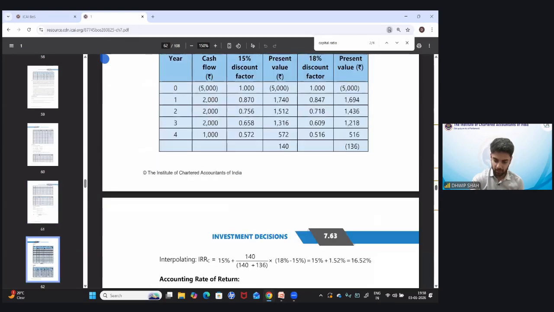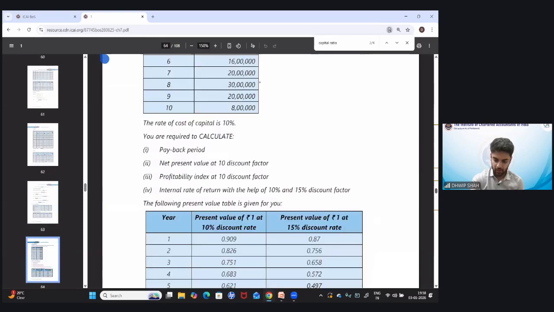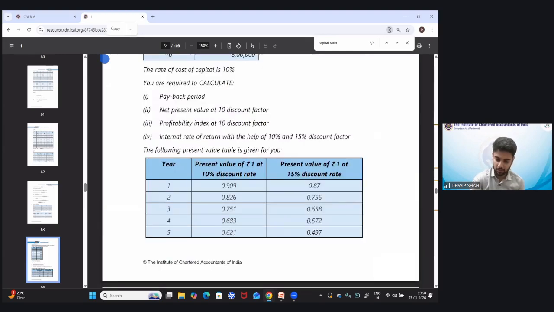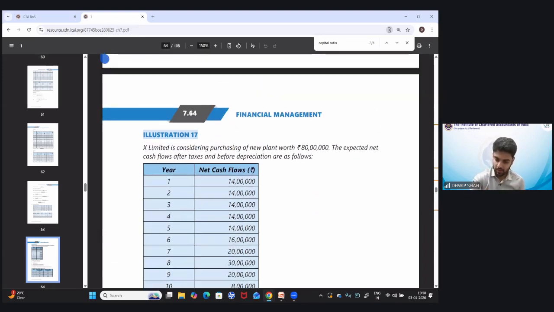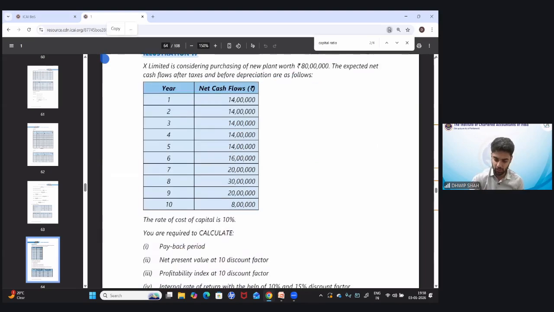Come to illustration number 70, page 7.64. X Limited is considering purchasing a new plant worth 80 lakhs. Means, can I say my PVCO is 80 lakhs? The expected net cash flows after taxes and before depreciation are as follows.